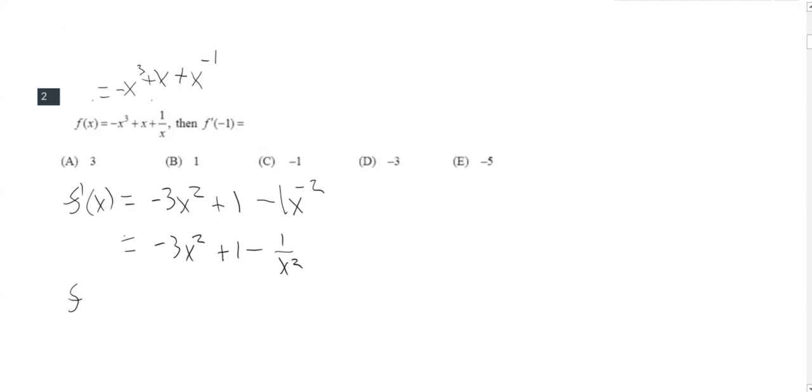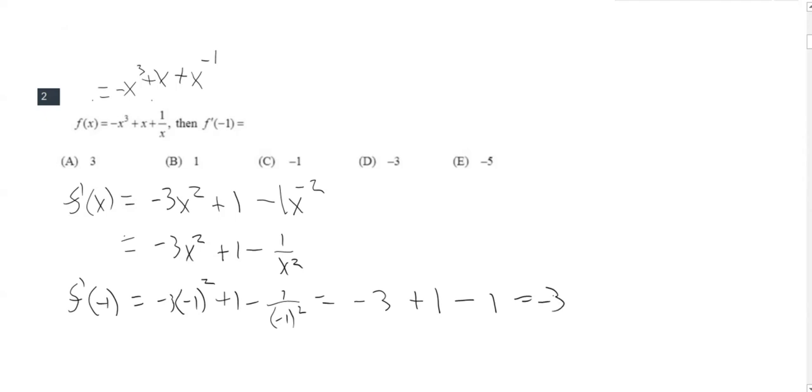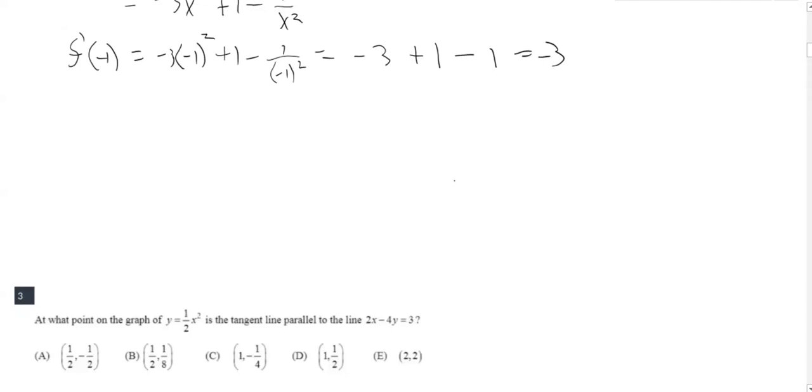So when you plug in -1, they got a lot of negatives going on here, and that can be kind of tricky. All right. So -3 times -1 squared. Be careful, -1 squared is 1. So times -3 gives you -3 plus 1 minus 1, which equals -3. Okay, choice D here is the correct answer in this situation.